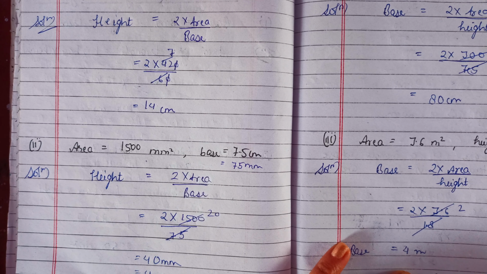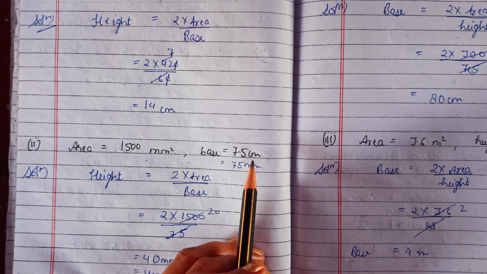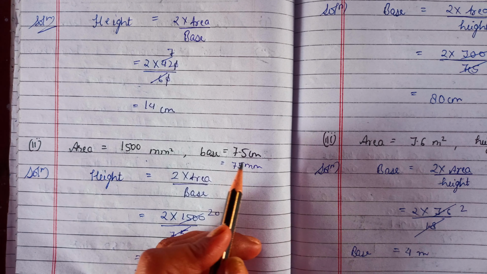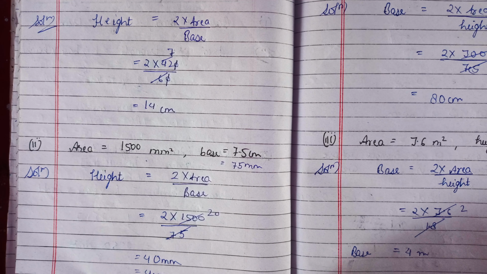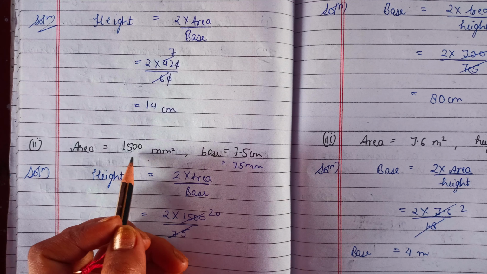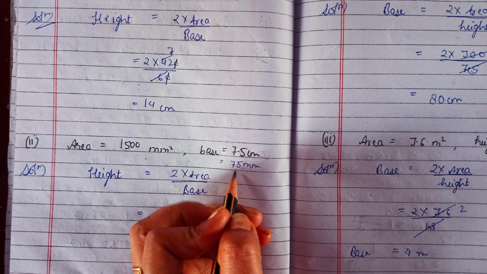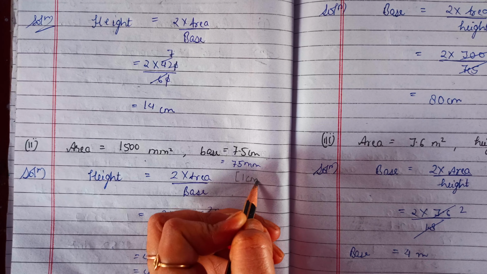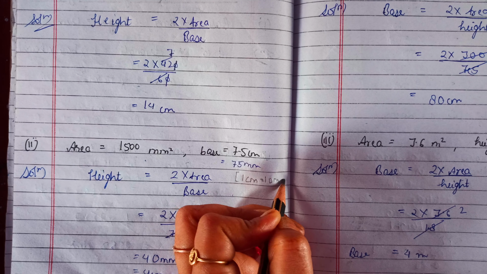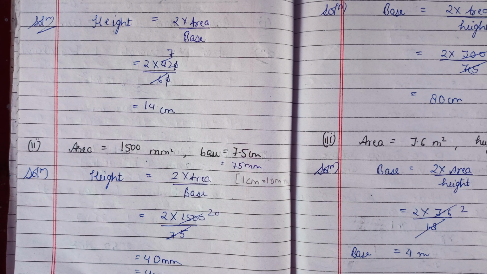Now come to the second part. Area is given in millimeter whole square and base is given in centimeter. First of all we have to change the unit. I will change the bigger unit into smaller unit because it is easier, we can directly multiply. Area is given 1500 millimeter whole square, so 7.5 centimeter I will convert into millimeter. The relation is 1 centimeter is equal to 10 millimeter. So we will multiply 7.5 into 10. We will get 75 millimeter.